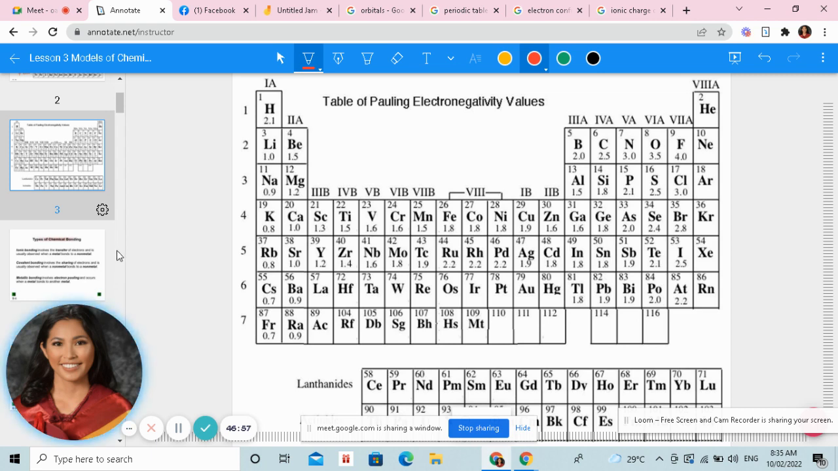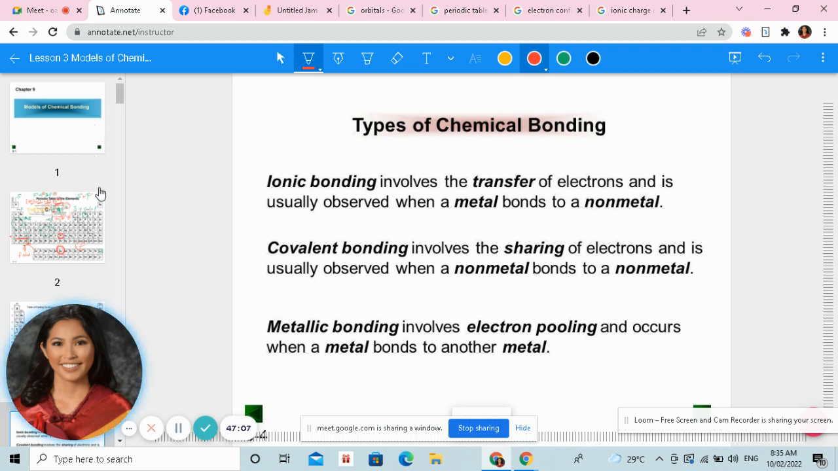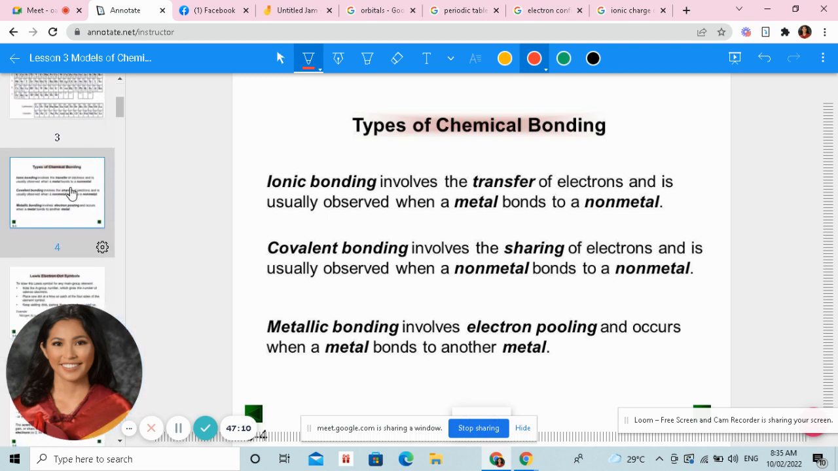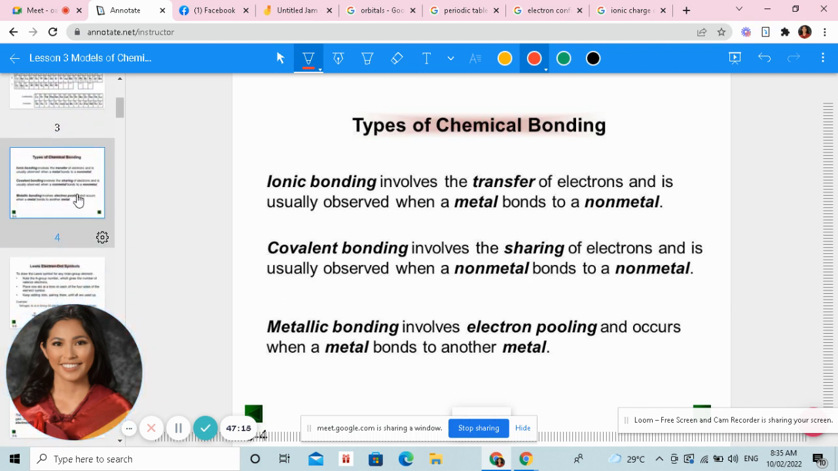So you have that one, the electronegativity values. Okay. We have the types. So let's have lesson 4. Lesson 3. Okay, we have lesson 3, types of chemical bonding. We have ionic bonding, which involves the transfer of electrons and is usually observed when a metal bonds to a non-metal. So when we have metal and then we have non-metal.